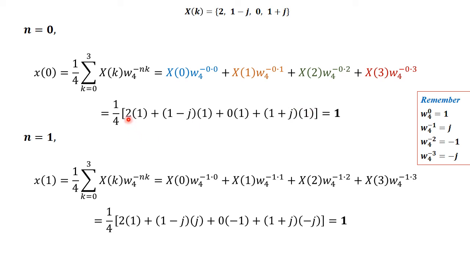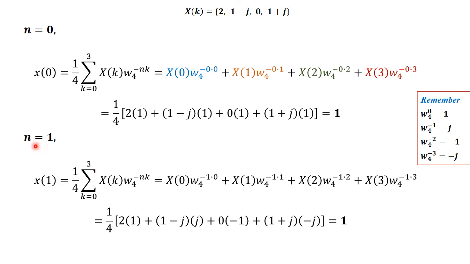So just go through the sequence. This 2 is the sequence value x of k, that is x of 0 is 2, that's why 2 is present over here. Then this 1 represents the twiddle factor. Then 1 minus j is the value at position x of 1, then the twiddle factor, then 0 is the value at the location x of 2, this 1 is the twiddle factor, then 1 plus j is the value at the location x of 3 multiplied with 1, this is the twiddle factor value. Simplifying all this, we are going to get the value 1.